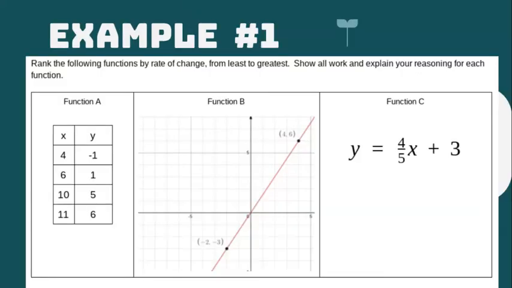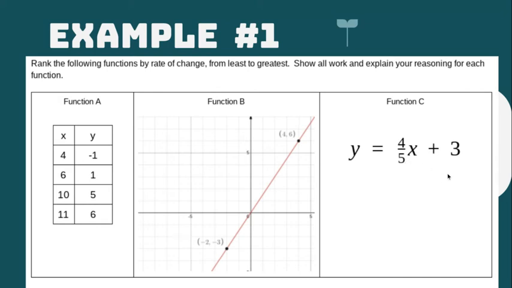Okay, so here's your first example. The directions say rank the following functions by rate of change from least to greatest. Show all work and explain your reasoning for each function. Okay, so we have three different functions, function A, function B, function C, and one's a table, one's a graph, and one's an equation. And so we have to use our lessons from this week, how to find slope on a graph and how to find slope on a table. And for slope in an equation, it's the coefficient of x, so it's right here.